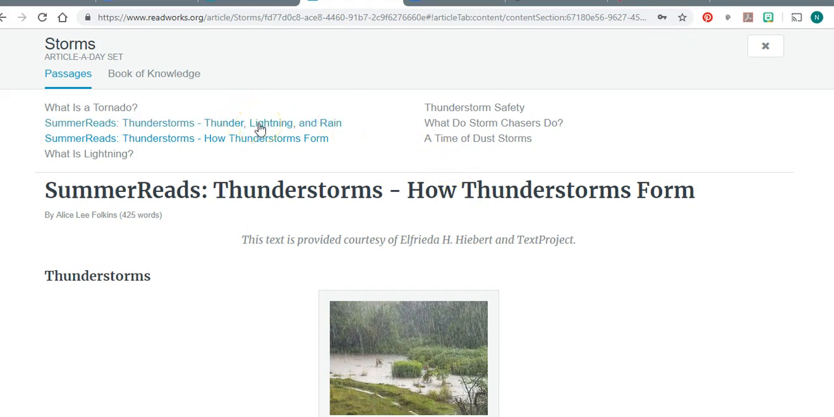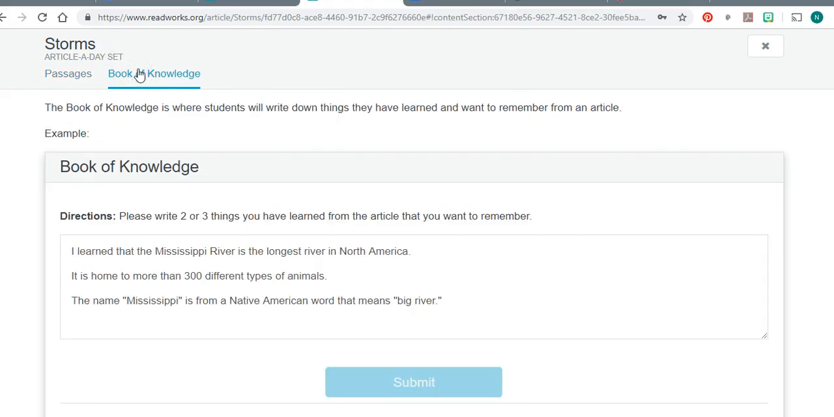And the idea behind it is that every day they read one of these, and then they fill out a book of knowledge. And you can use this part of it or not in your tutoring session, depending on if it applies. It just says, please write 2 or 3 things that you have learned from the article that you want to remember. That's it. That's what those students are supposed to do every day.